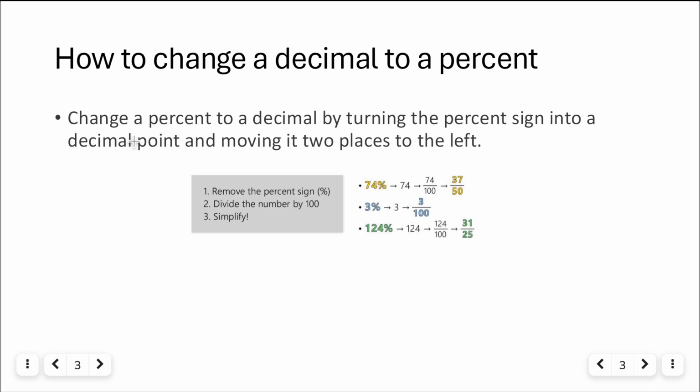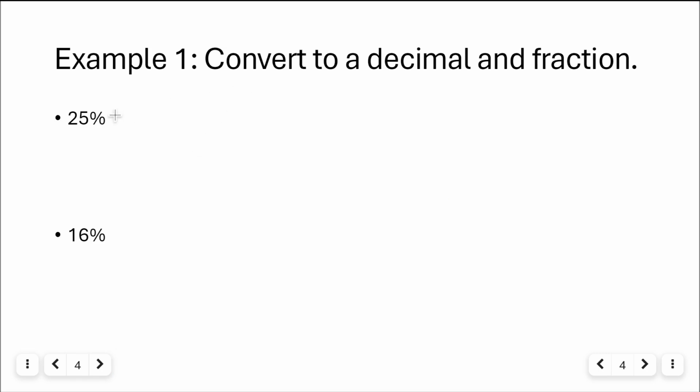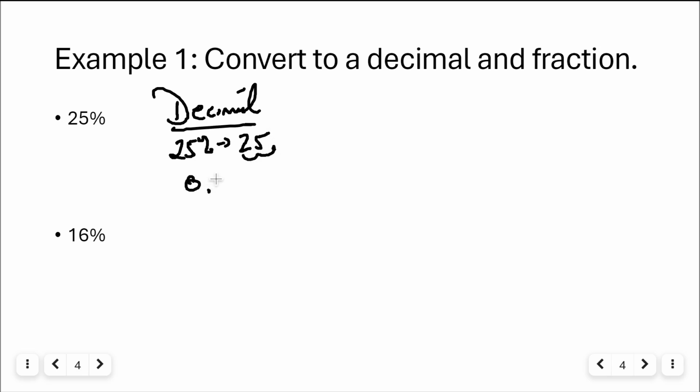All right, so if you want to change a percent to a decimal, move the decimal 2 places to the left. We already did that. So now, let's convert 25% into a decimal and a fraction. Let's go to a decimal first. So we're at 25%. I'm going to take that 25, move it 2 places to the left, and I get 0.25. That would be my decimal.